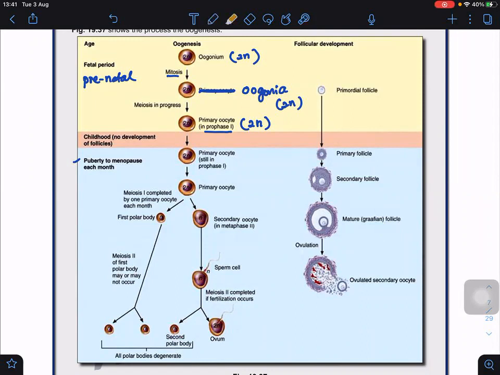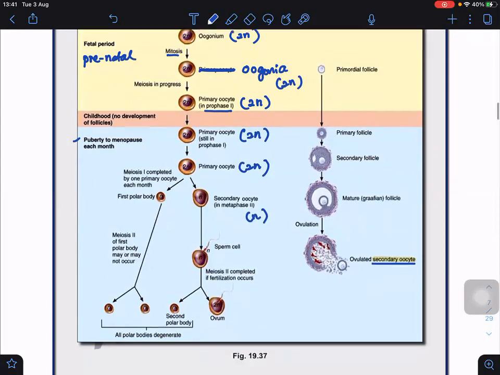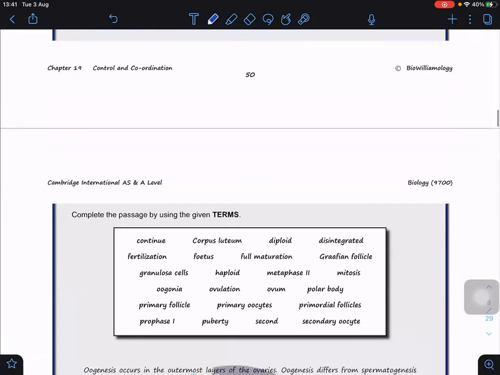Please highlight here. Please highlight the ovulated secondary oocyte. If you look at the things here, primary oocyte is always 2n, but secondary oocyte becomes n. Okay, you get this. Secondary oocyte will be n. So what the ovulation process basically is, is the release of the secondary oocyte. Okay, so let us go through the process.